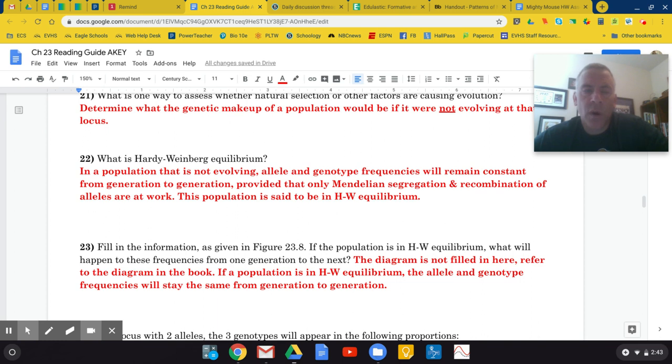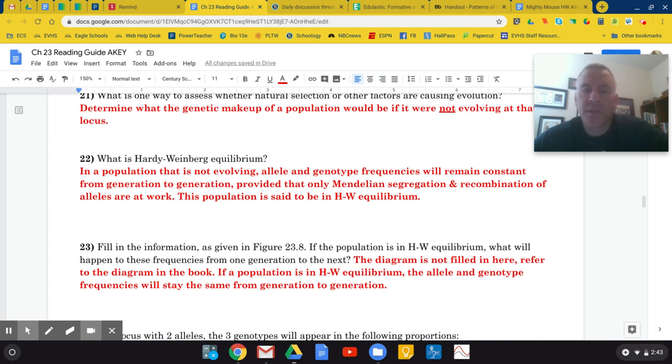So Hardy-Weinberg equilibrium, as it says here, applies to a population that is not evolving. What I didn't say is that this is a pretty hypothetical situation. It is rare in nature that you're going to find a population that really isn't changing its genotypes or its allele frequencies from generation to generation. The only reason that really happens is if the environment is stable and the alleles are pretty fixed, meaning there's really only one allele running that genotype.